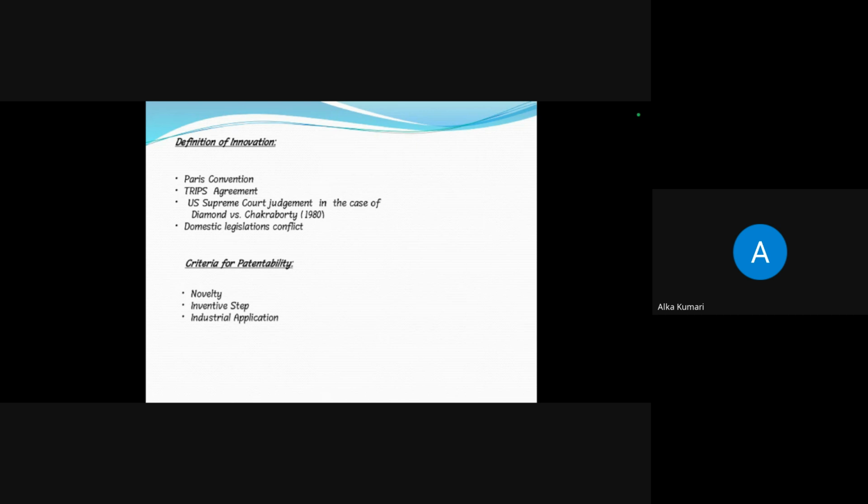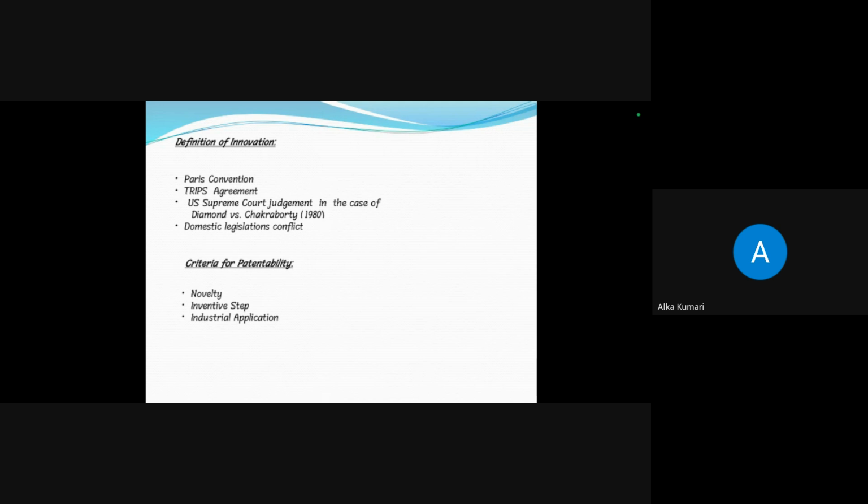The Paris Convention does not allow biological inventions as patentable subject matter. The member states are given freedom to define invention in their own national laws. Based on that, the TRIPS Agreement goes beyond the Paris Convention and gives the definition of patentability in the subject matter.